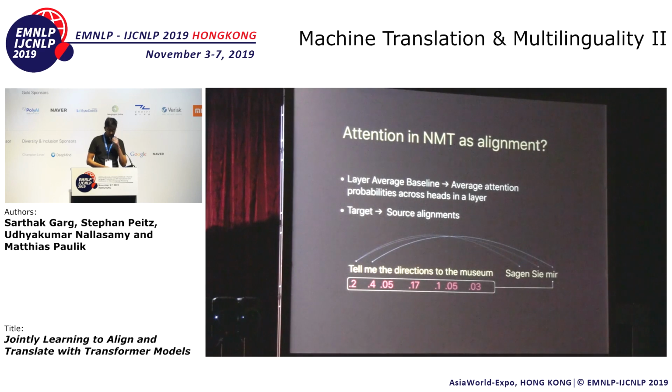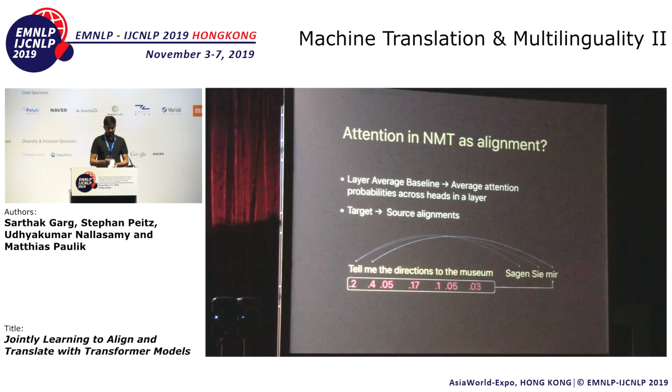So we construct a simple baseline to extract alignments from the attention mechanism of a transformer model. Since the transformer model has a multi-layered, multi-headed attention, we simply select one layer of this transformer model, average the attention probabilities over all the heads, and then use this layer averaged attention probabilities to extract alignments.